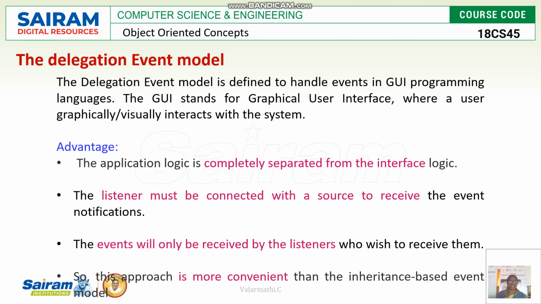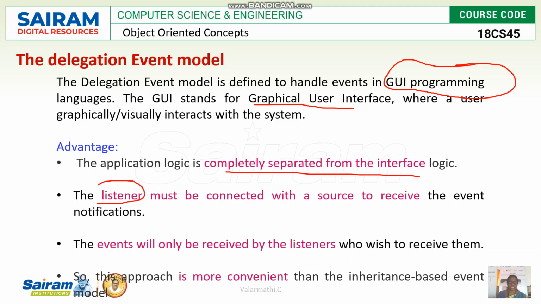Then we move on to the delegation event model. Java provides the delegation event model for event handling. It is defined to handle events in a GUI environment, and GUI is nothing but graphical user interface. The advantage of the delegation event model is that it is completely separate from the interface logic, and the event listener we are using must be connected to a source to receive events. So that event listener must match with the event source.